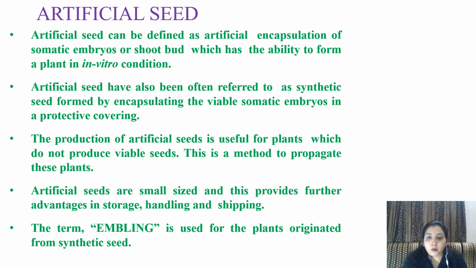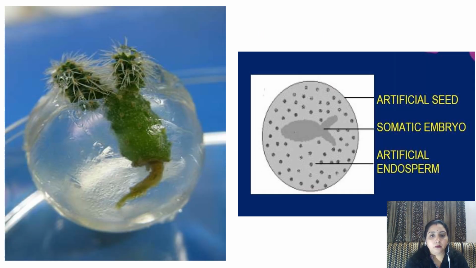Artificial seeds are small in size, and this provides the advantage of easy storage, handling and shipping. The term embling is used for the plants originated from synthetic seeds. These are artificial seeds. They will behave similarly to normal seeds.